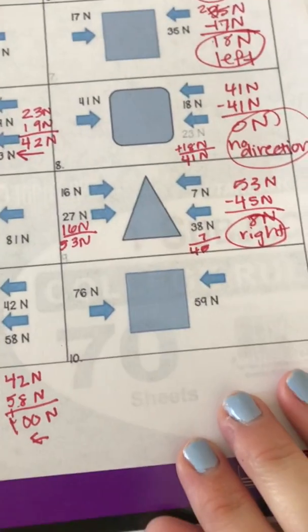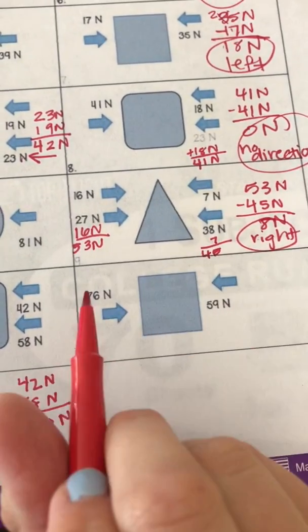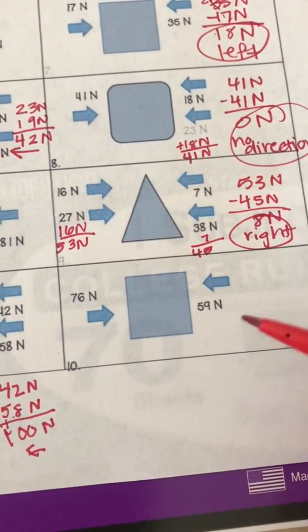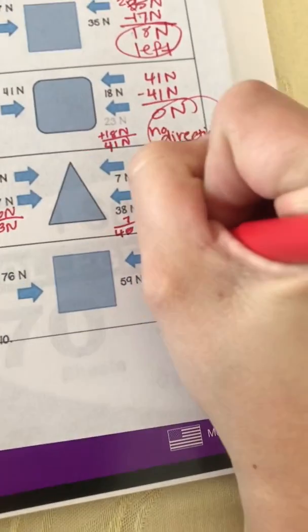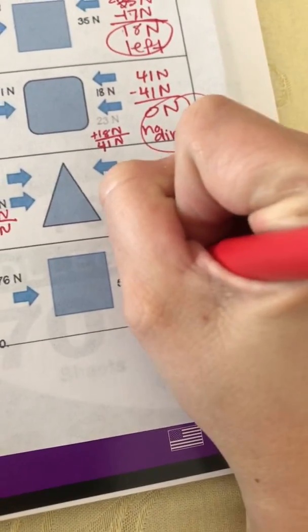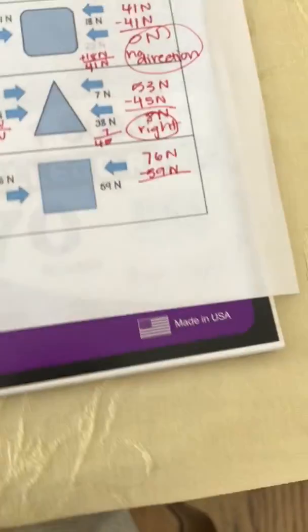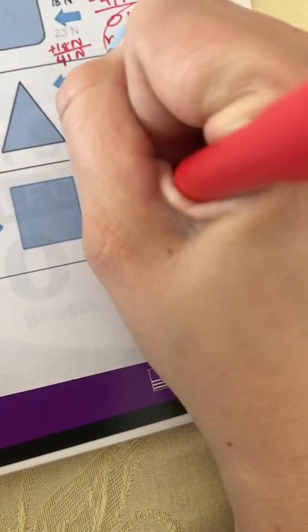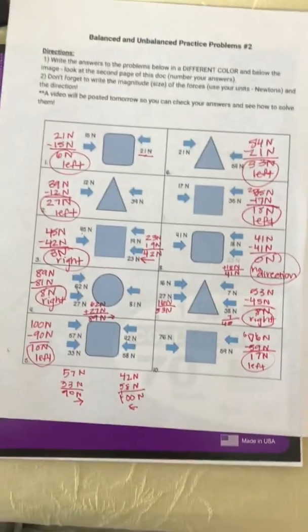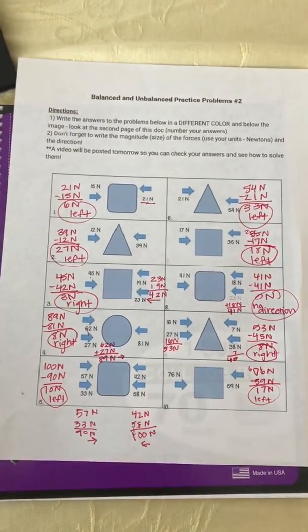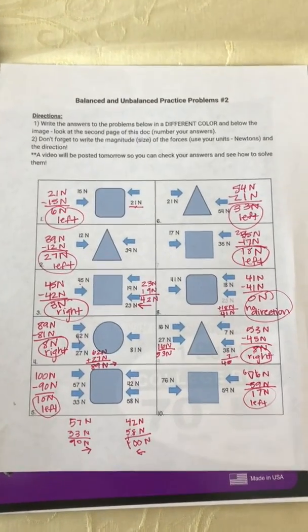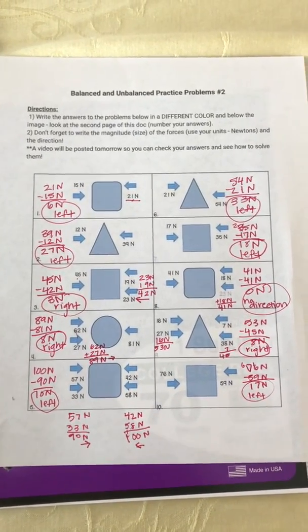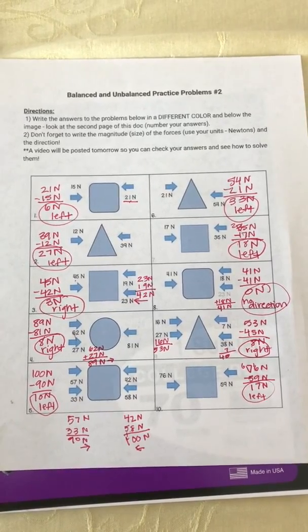All right, and our last one, we have 76 going toward the right, 59 going toward the left. So 76 newtons minus 59 newtons is going to be 17 newtons, and 17 newtons going to the left. All right. So here are the answers. I will post the answers in this picture on Google Classroom for you guys as well, so that way you have it. But I just wanted to show you guys how I was doing the math for that.